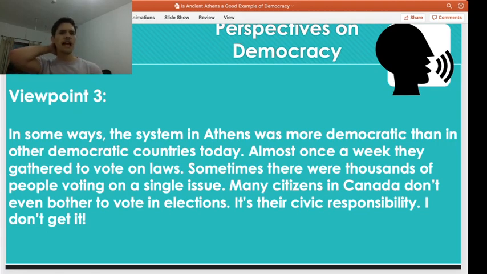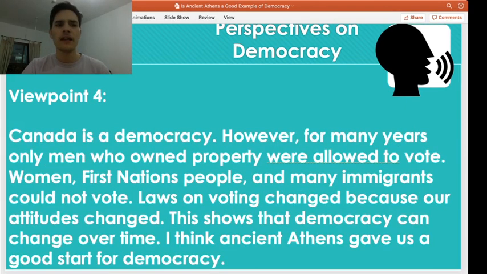Viewpoint 3, right? They're saying, actually, when you really think about what is democracy, people voting and participating, ancient Athens is more democratic than what we have, right? So that pillar of representation, it's more democratic because citizens are voting every single week in ancient Athens, whereas here we have an election once every 4 years, and the voting turnout is sometimes under 60%. So which one is more democratic? Something to think about.